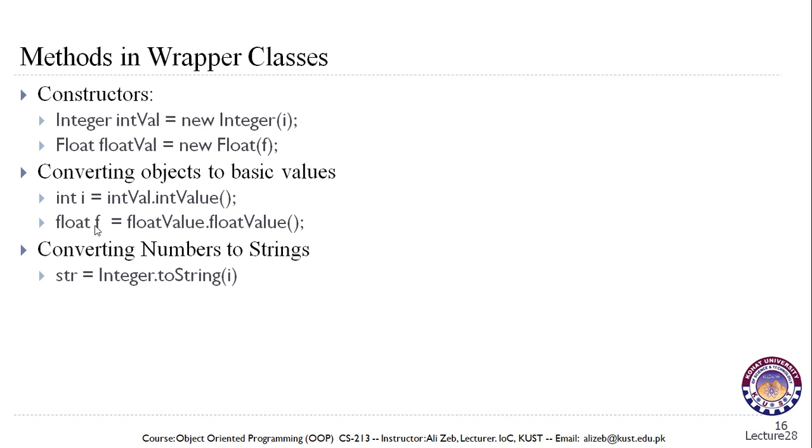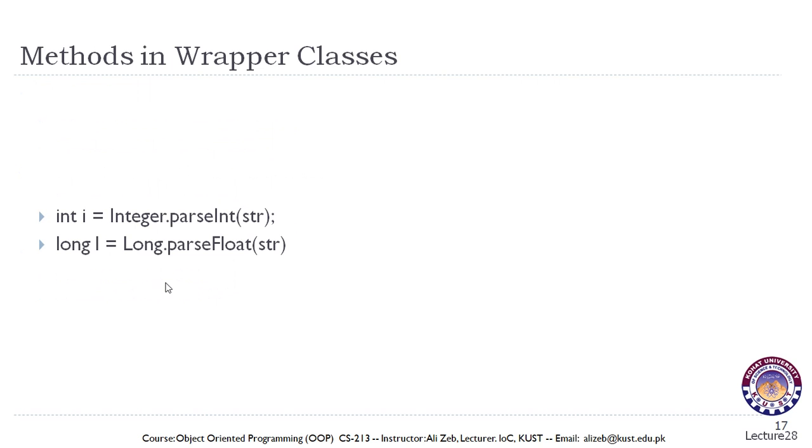Similarly, we can convert numbers to strings. So if you want to convert this integer to a string, you can use the wrapper classes and use the toString method. Similarly, we can do this for the float.